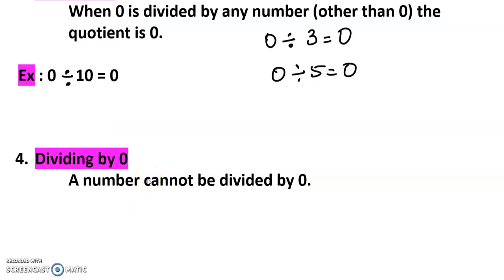Next, dividing by 0. A number cannot be divided by 0.